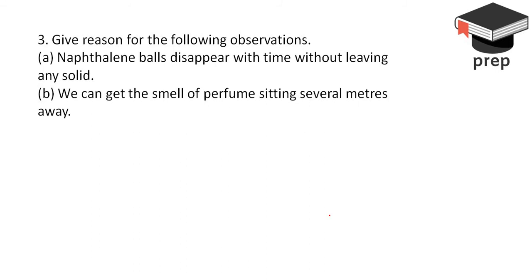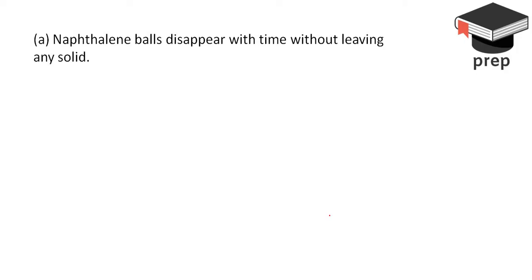Moving to the next question. So the question is, give reason for the following observations. The first part is naphthalene balls that disappear with time without leaving any solid. In the second part, we can get the smell of a perfume sitting several meters away. So we'll attempt the first part.